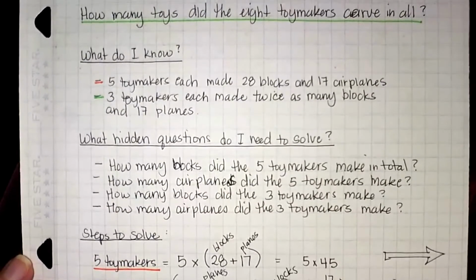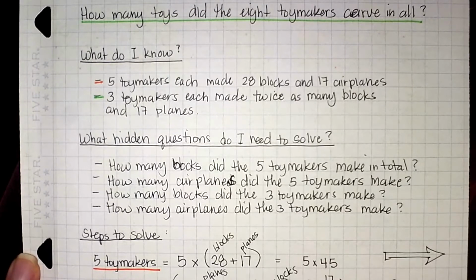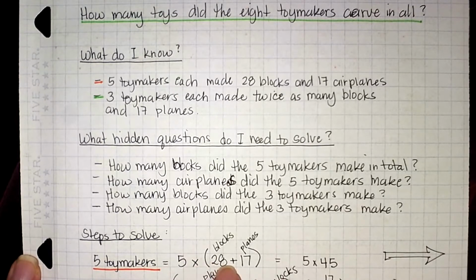So let's think. My 5 toy makers, so there's 5 of them, each made 28 blocks and 17 planes. So 28 plus 17, times 5, because there's 5 groups of them. Each one of those 5 made 28 blocks and 17 planes. So 5 times the sum of 28 and 17, which is 5 times 45. So 28 plus 17 gave me 45. So the 5 toy makers made 5 times 45 toys.